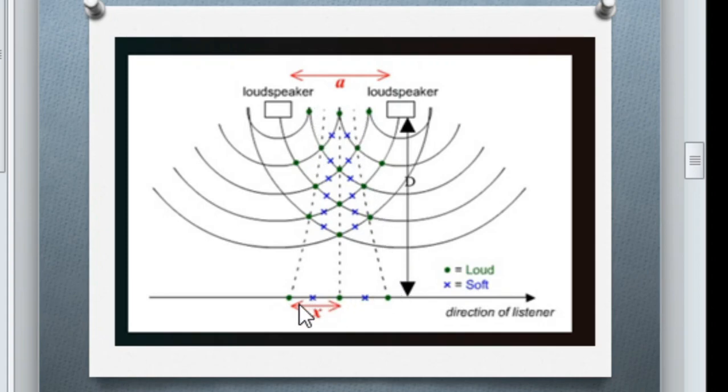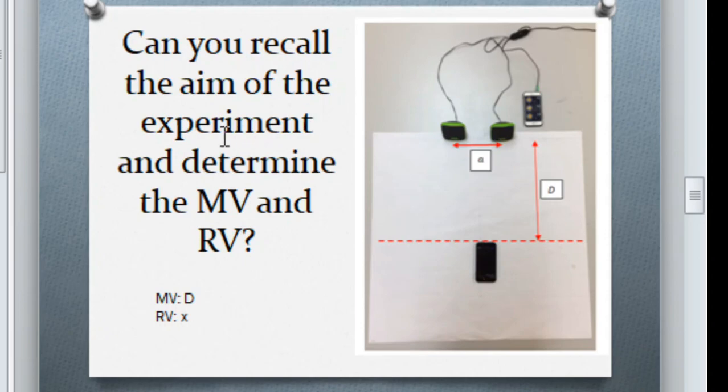So we need to find X. In this experiment, X is our responding variable, D is our manipulated variable, and A will become our constant variable. Can you recall the aim of the experiment? The aim of the experiment is to determine the relationship between D and X. The manipulated variable is D and X is our responding variable.